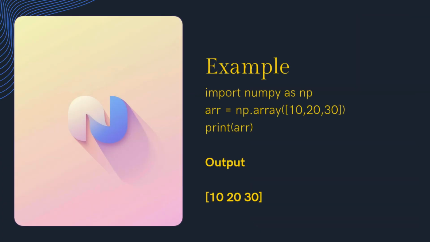Now, let's see a simple example. First, we import NumPy using import numpy as np. Then we create an array using np.array and pass values 10, 20, and 30. Finally, we print the array. The output will be 10, 20, 30. This is how easily we can create arrays in NumPy.